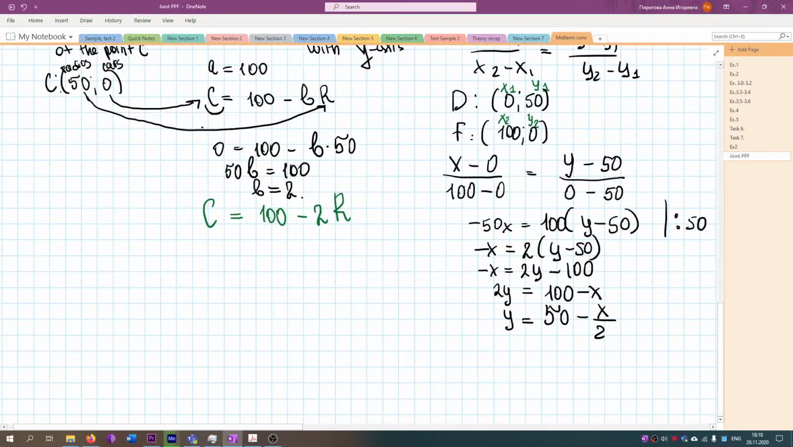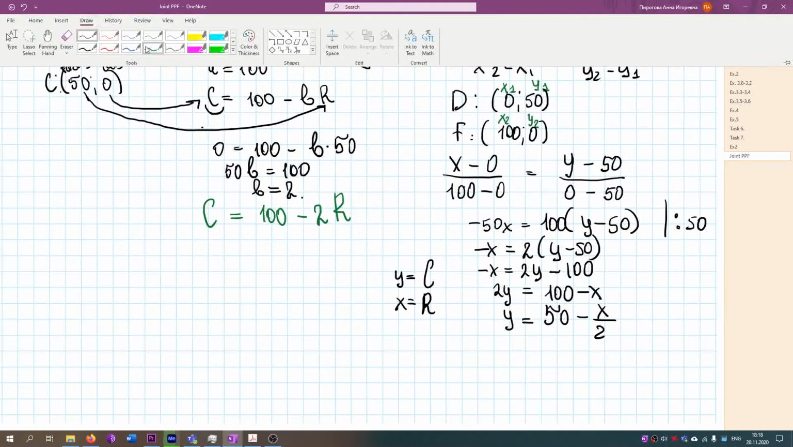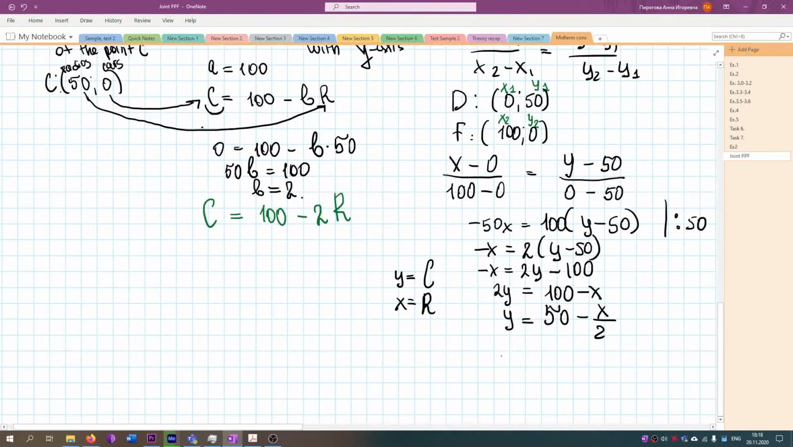So we remember that on the y-axis we have cars, on the x-axis we have radios. So our function will look like cars are equal to 50 minus 0.5 radios.